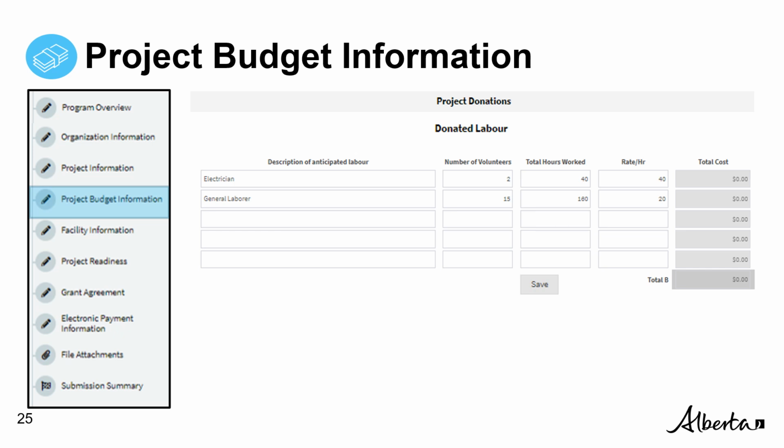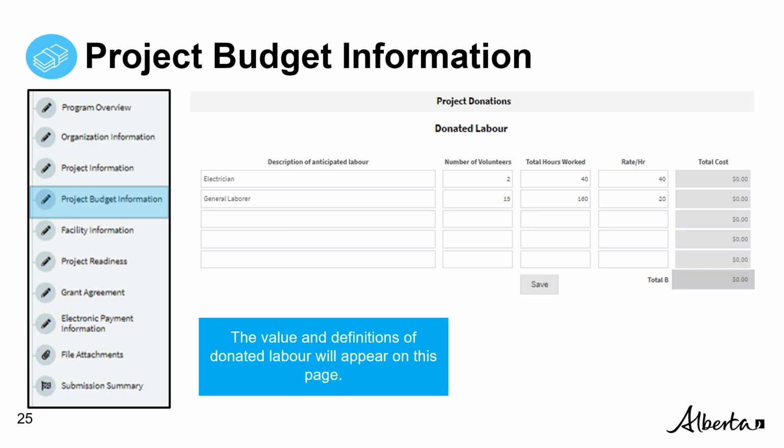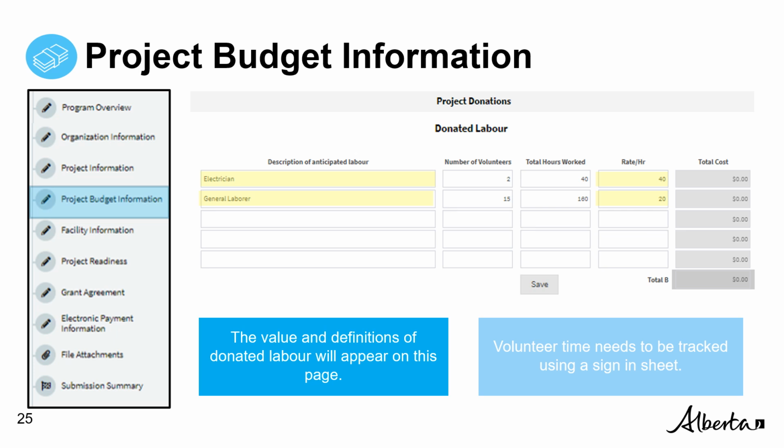For example, if you selected yes, that this project will include donated labor, you will then see a new section load requesting more details. The value and definition for donated labor in the form of unskilled and skilled workers will be on this page for your reference. A skilled laborer, such as a qualified ticketed electrician, is valued at $40 an hour, while an unskilled worker, such as a general laborer, is defined at $20 an hour. If you are using donated labor towards your matching source requirements, you're required to track all volunteer time using a sign-in sheet.